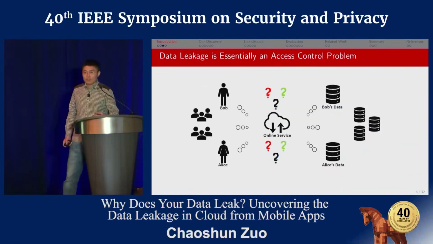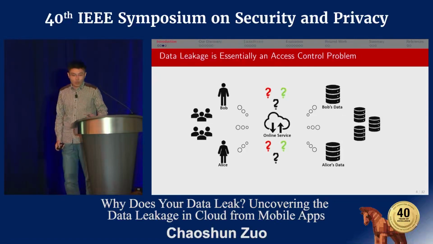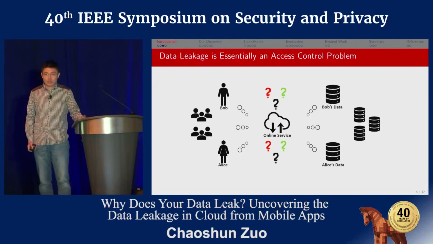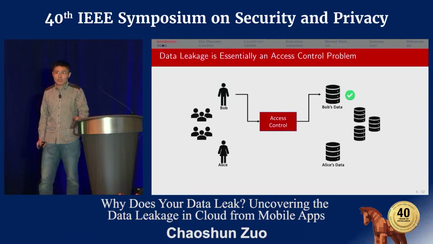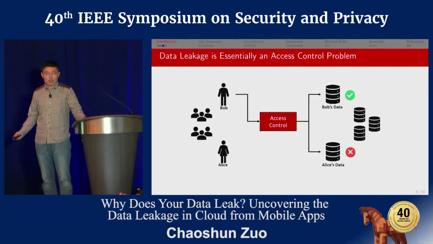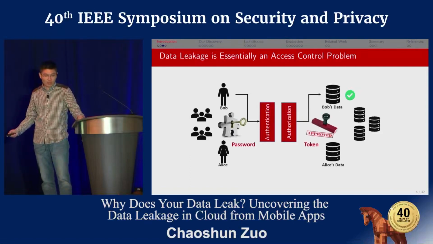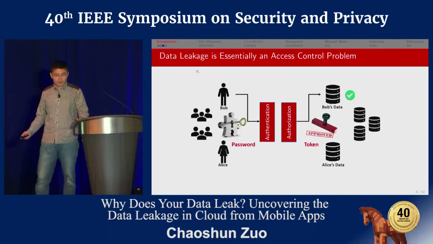In our view, data leakage is essentially an access control problem, which regulates which user can access which resource, such as Bob can only access his own data, but cannot access Alice's data. In particular, access control consists of two procedures: authentication that verifies the identity of a user, typically by username and password, and authorization that defines the relationship between users and the resources.